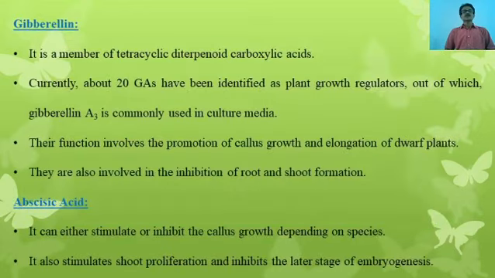Now gibberellins are also natural plant growth regulators. They are members of the tetracyclic diterpene carboxylic acid family. Currently about 20 gibberellic acids have been identified as growth promoters, but out of these, GA3, gibberellin A3, is commonly used in the culture media. Their function involves the promotion of callus growth and elongation of dwarf plants. It is also involved in inhibition of root and shoot formation.